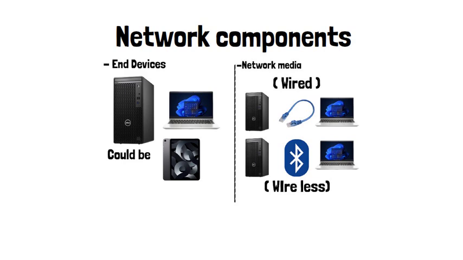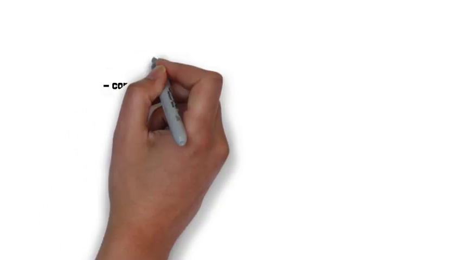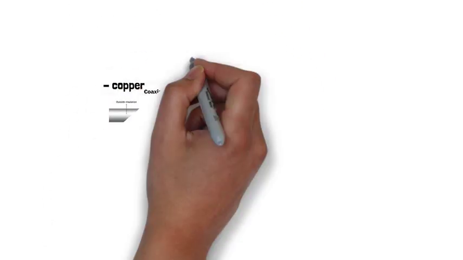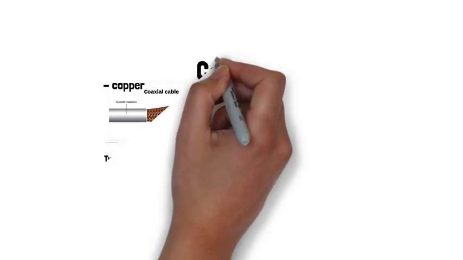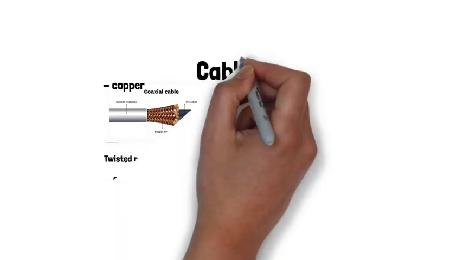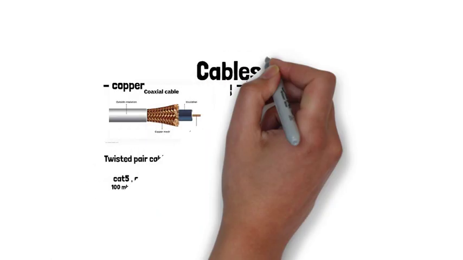Secondly, we have network media. That means devices that create a network must have a physical connection to be able to communicate. Network media can be cables, which means wired, or can be wireless, which means radio frequencies. In network media, we will start with cables, which have two types: copper cables or fiber optics.